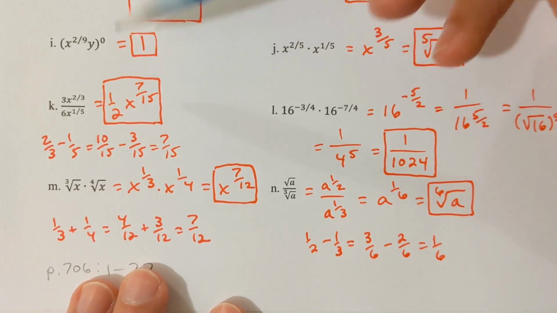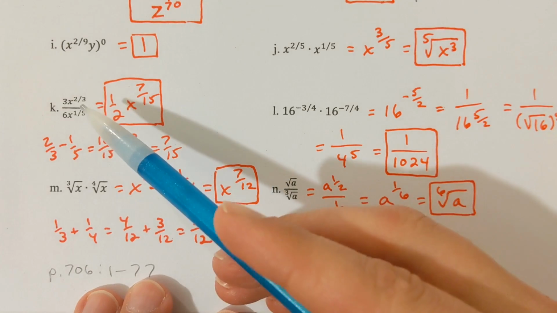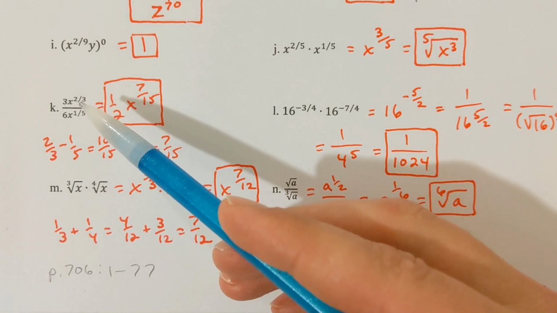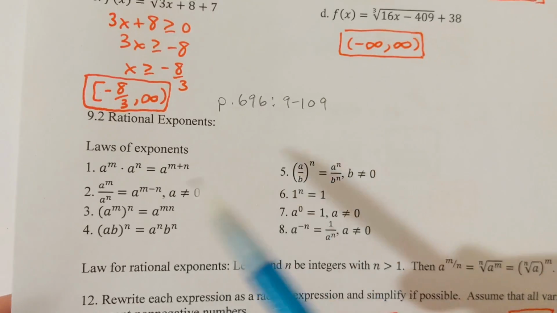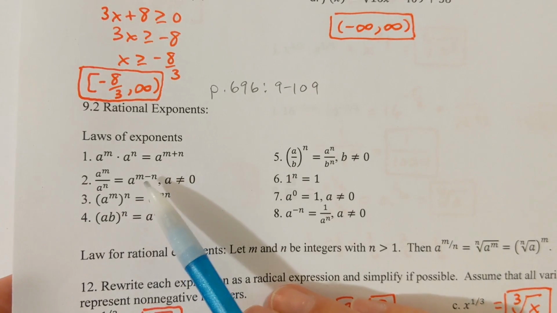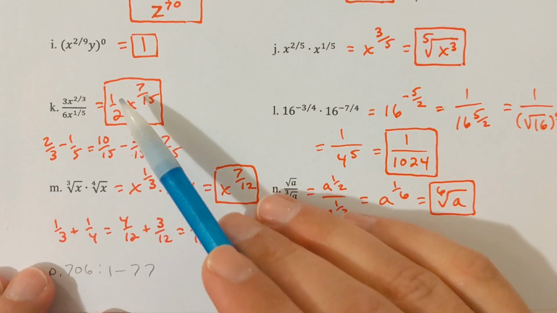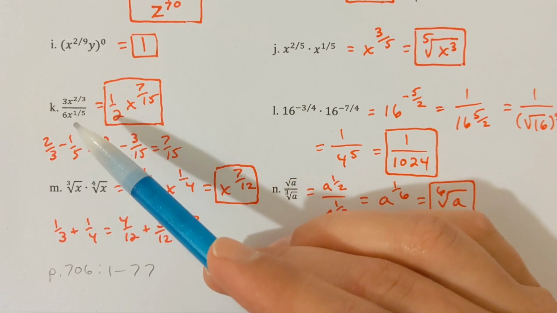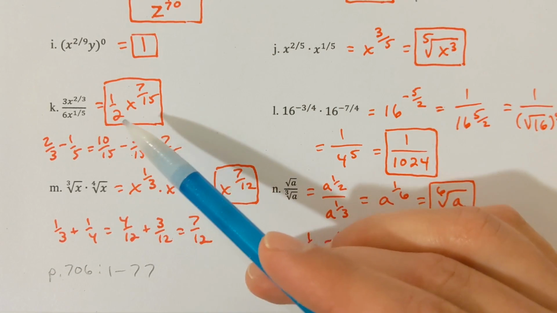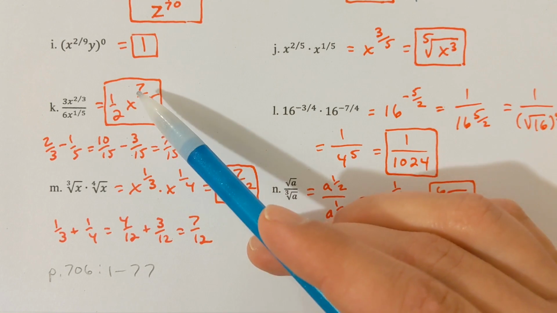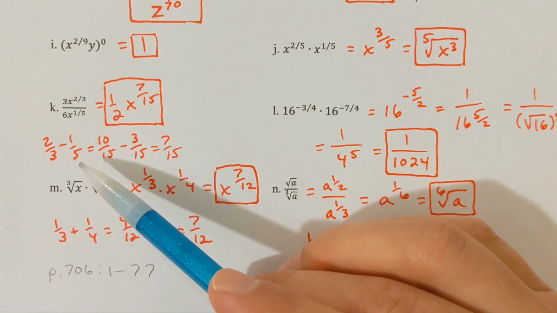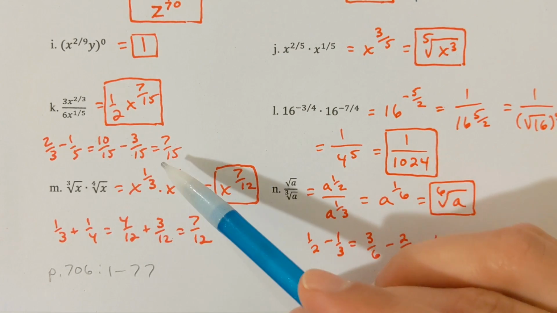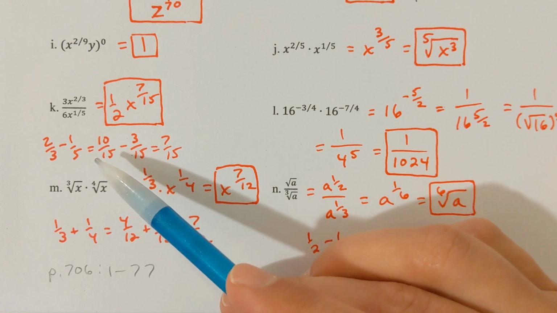Here's another one. Okay, so if you're dividing expressions and the base is the same, you're going to keep the base and subtract the powers. That's law 2 on this list. Of course, 3/6 is the same as 1/2, right? That's easy enough. X to the 2/3 divided by x to the 1/5, it's going to be x to the power 2/3 minus 1/5. So I've got a side calculation, 2/3 minus 1/5.